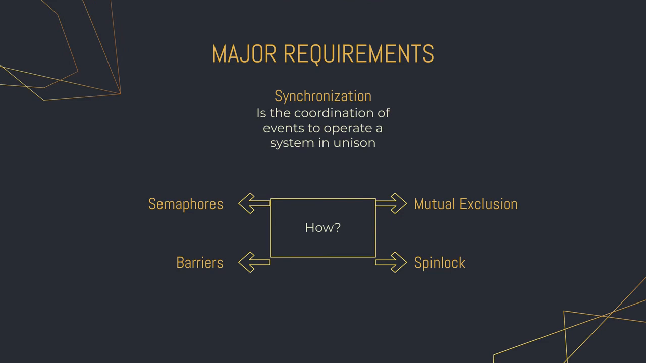Now, what is synchronization? It's nothing but the coordination of events to operate a system in unison. So, you need to synchronize processes before you can communicate between them. And how do we achieve that? We have four methods. We can use semaphores, mutual exclusion, barriers, and spin lock.